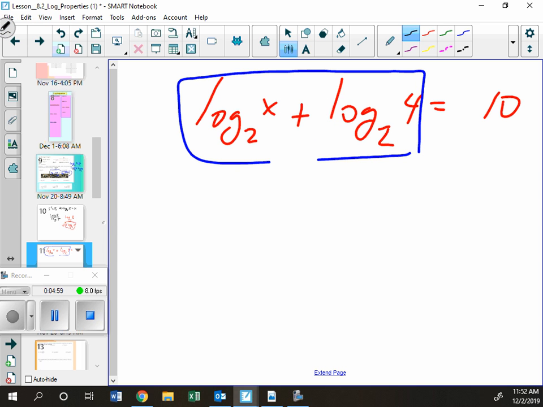Hopefully these are helping you to bring back how to do this stuff. If you didn't have this one in your head, if you're just looking at it going, I don't know what to do, if I were you, I'd write it down and then try to write the answer with me as just one log. Log base 2 of something equals 10.